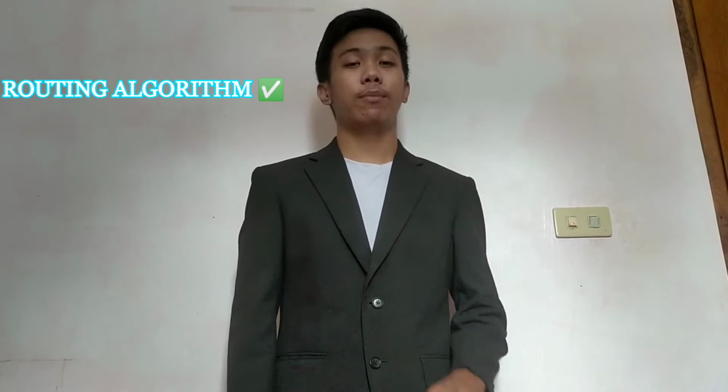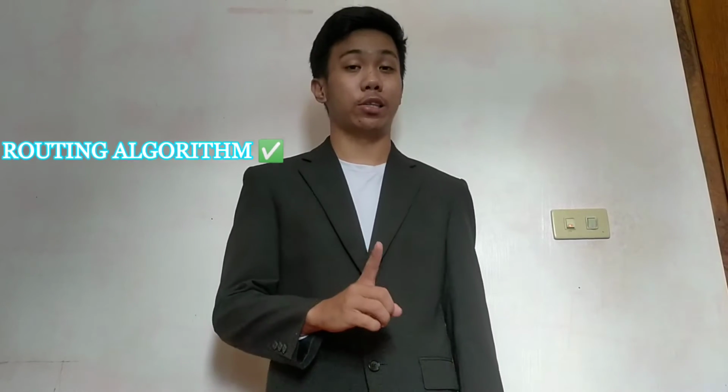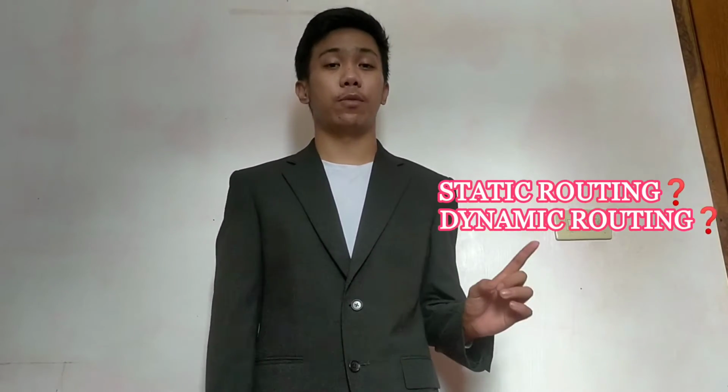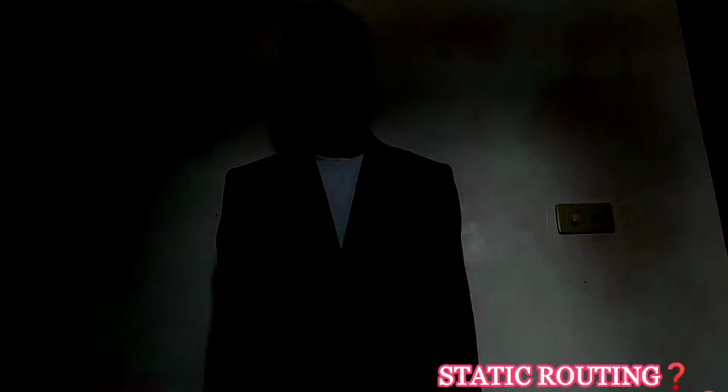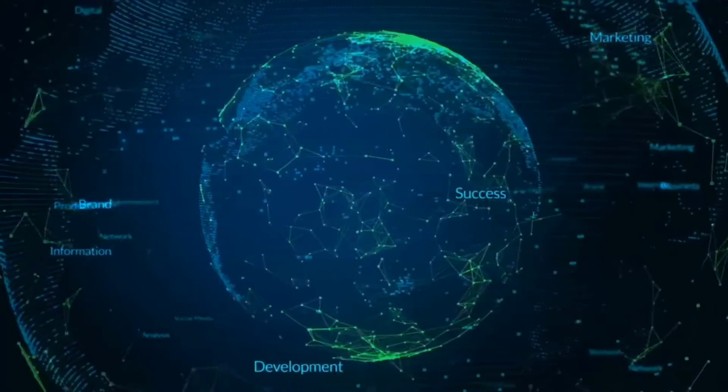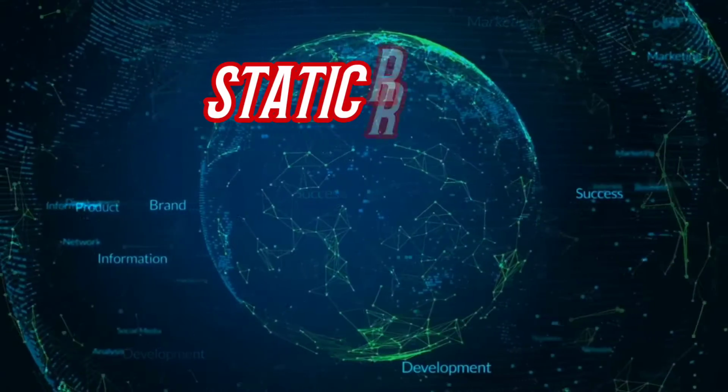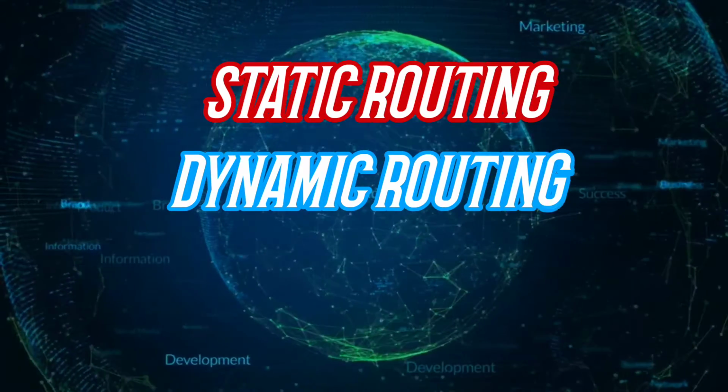So guys, now that we are done discussing the routing algorithm, I hope you now know how it works. So let's go to the two types of routing, which are static routing and dynamic routing. There are two types of routing, which are commonly called static routing and dynamic routing.